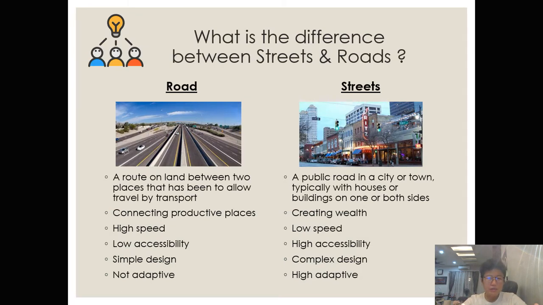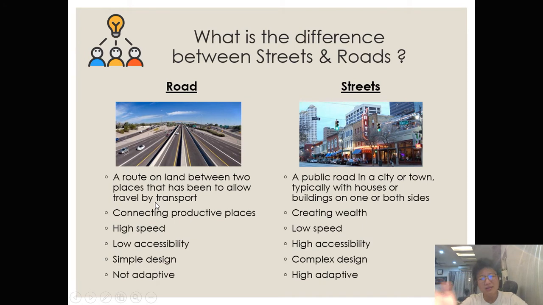Another way of looking at roads is that we like to think roads can be categorized as whether it's a road or a street. So in general, we think road sama lah macam streets. Tapi kalau fikir sejenak, kan, road dengan streets tak sama. Macam mana? Look at the definition for road here on the left hand side of the slides. You connect two places, and they are usually productive places. High speed, low accessibility, simple design, not adaptive. So these terms are bertentangan.